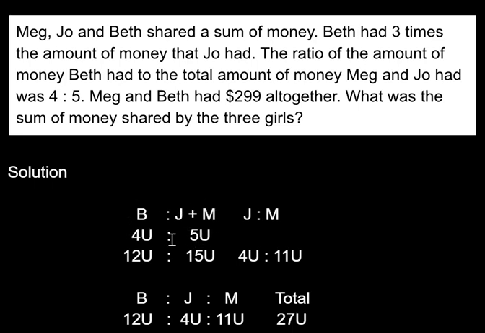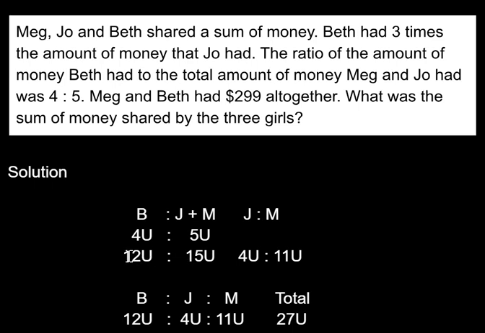Okay, so now the second thing we know is that B has 3 times more than J. So B must be 3 times J. We want to write B in such a way that it's easy to divide by 3, so that later on we can fill in the J value. The easiest way is actually to multiply by 3. So 4 multiplied by 3 we get 12, 5 multiplied by 3 we get 15.